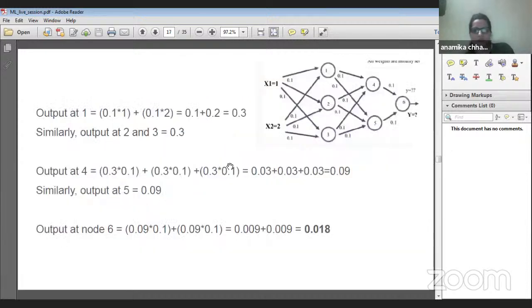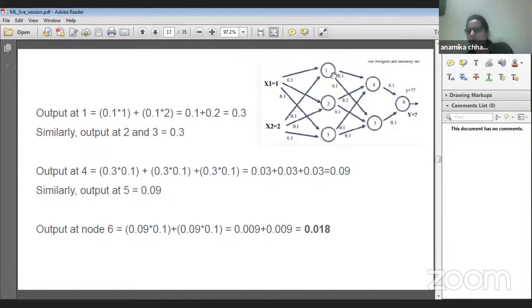So let's take a look at it. You can easily do it. I'm just going through it. So output at 1 is going to be 0.1 into 1 plus 0.1 into 2, and that is 0.3. Similarly for 2 and 3. Output at 4, so what is it going to be?